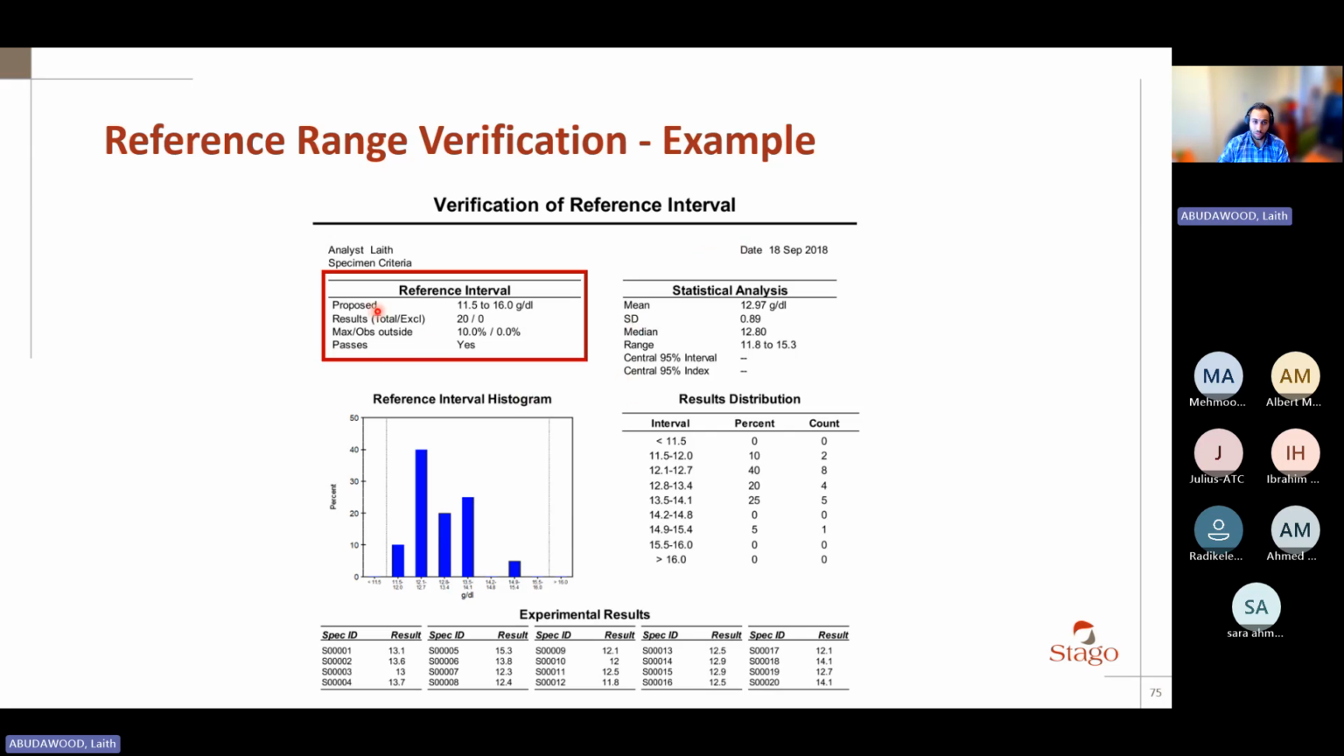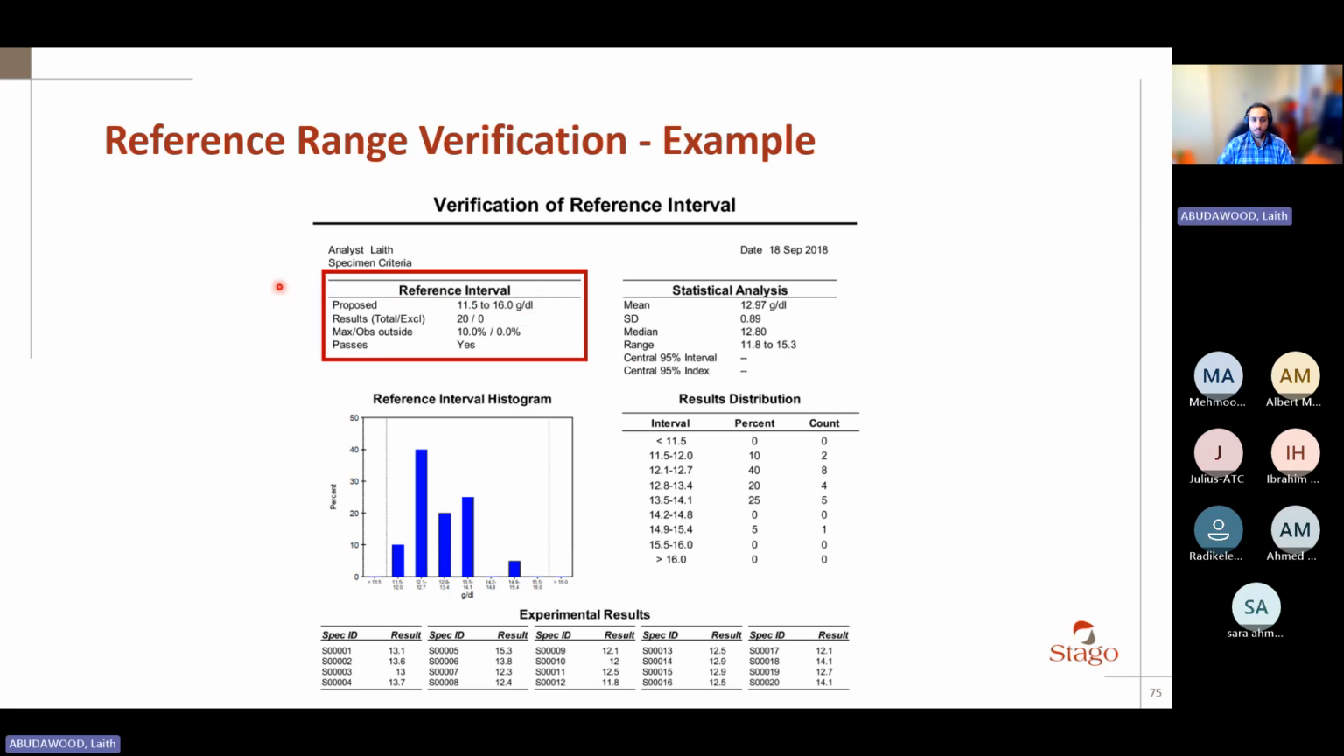So the customer says to you, I want to use this reference range, it's called the proposed, that is 11.5 to 16 grams per deciliter. I want to see if it's compatible with my population or not. So how do we do it? At least I will take 20 patient results that are supposedly normal. Okay, if you look, here are the results down in the experimental results. Then I will check these 20 samples that I collected from my population. Do they fall within this range of 11.5 to 16 grams per liter?